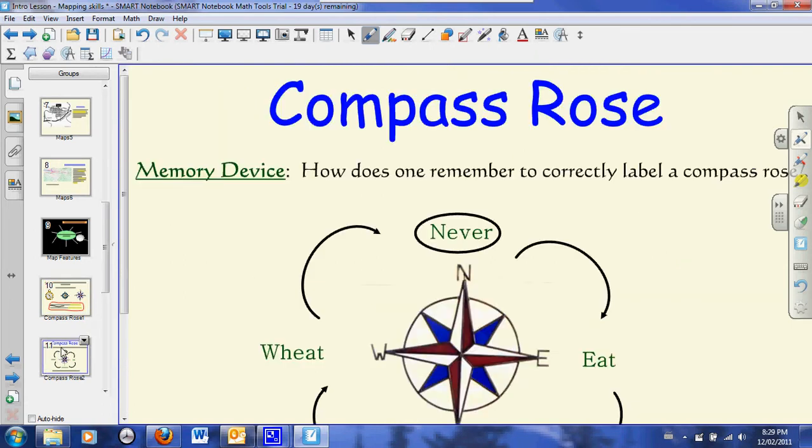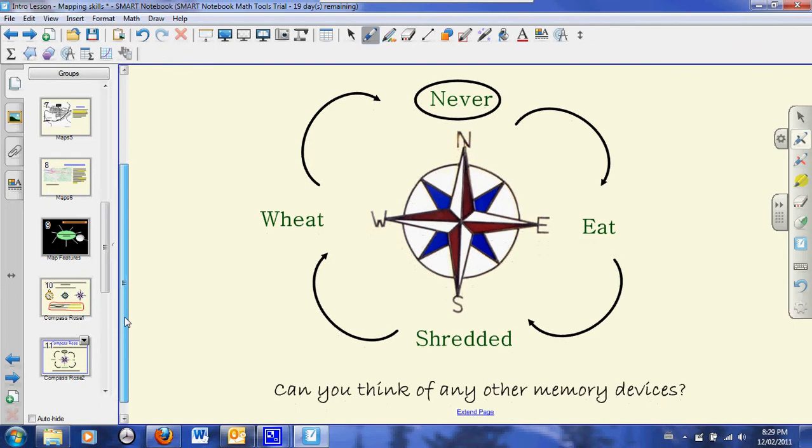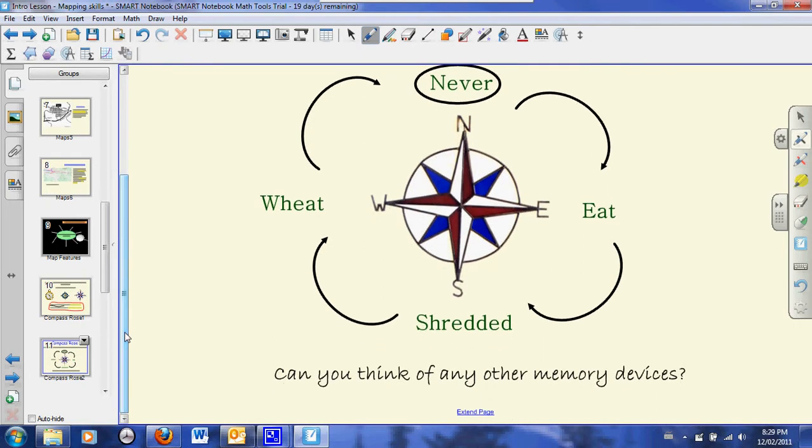All right, moving on. Of course, here's the compass, and here's just a memory device. I'm sure you can think of other memory devices. The one that I actually like, because north and south I find are fairly easy, it's the east and west that mess me up. I just do "WE", west being on the left and east being on the right.